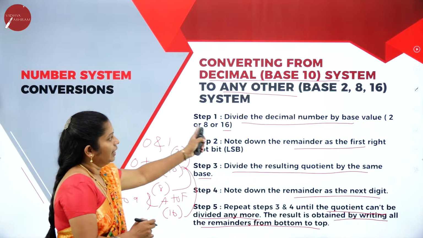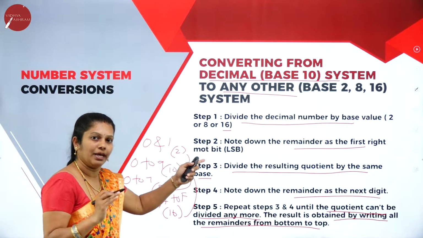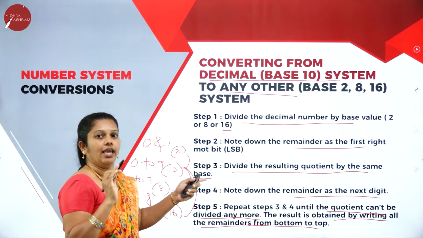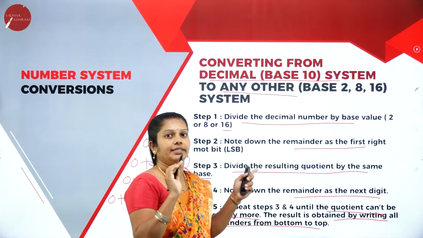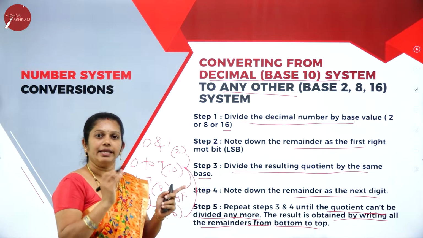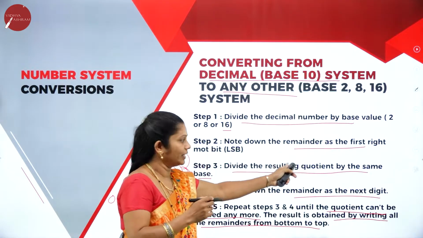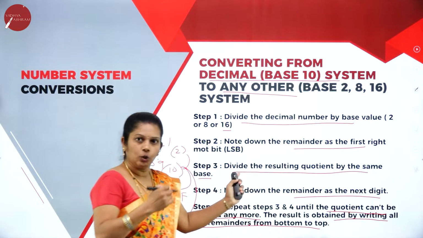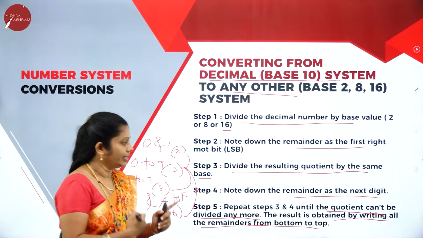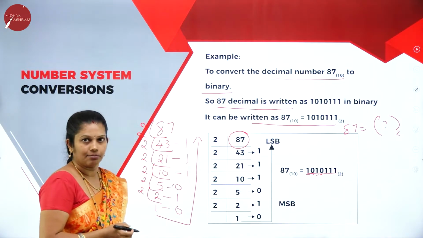Like this, you have to convert the given decimal number. See the steps? Divide the number by the base value. If I want to convert to binary, then divide by 2. If I want to convert that into octal, divide by 8. If I want to convert the same decimal number to hexadecimal, then divide it by 16. Then note down the remainder each and every time. Then once again we have to divide the quotient until we are not able to divide that number. See, these are the steps.